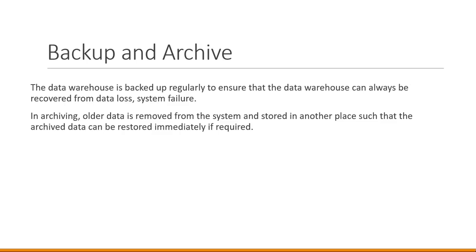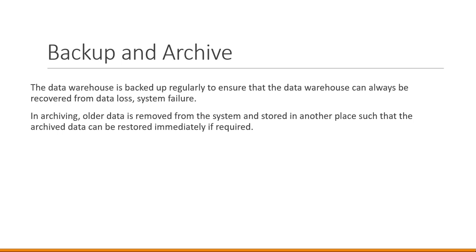Backup and archive process. The data warehouse is backed up regularly to ensure that it can always be recovered from data loss or system failure. It is necessary to create a backup of the data warehouse. There can be system failures, there can be issues within the data warehouse system. So in order to make our data available every time, whatever kind of failure occurs in the system, if there is a backup of the data warehouse, we can immediately retrieve the data from the backup and make it available in real time.